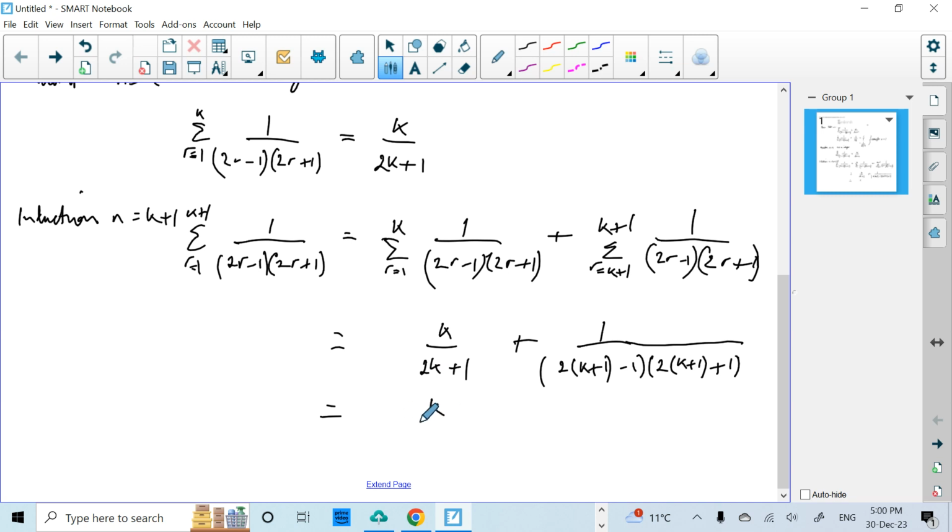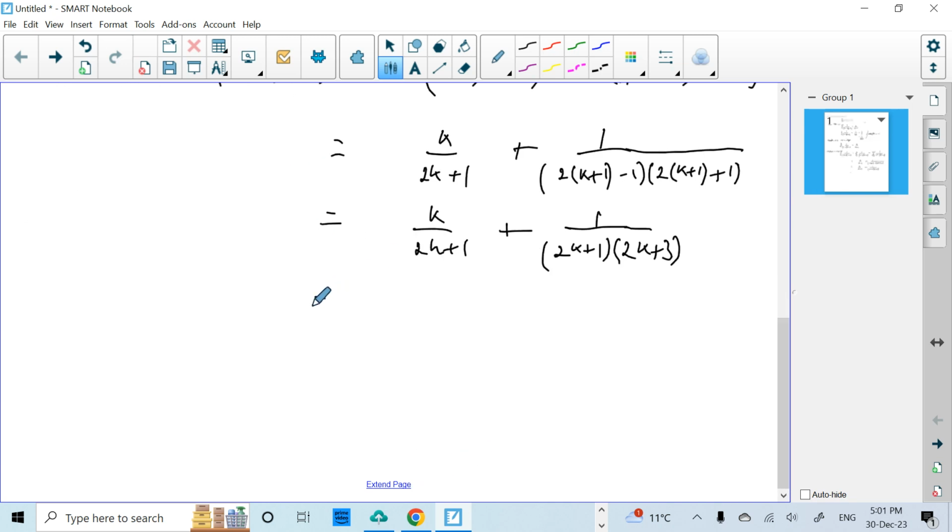So we've got k over 2k plus 1, plus, and now we tidy up this bit here. That gives us 2k plus 2 minus 1 is 1 over 2k plus 1, because we've got 2k plus 2 minus 1, 2k plus 1, and over again 2k plus 2 plus 1, so that's 2k plus 3. Okay, we're getting there. Bit of work for 6 marks. We've got to do some work.